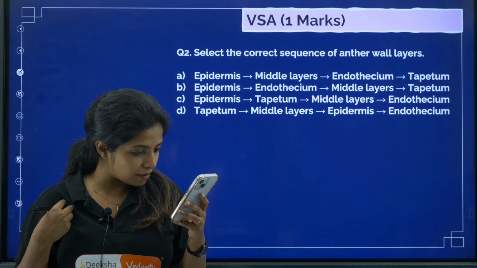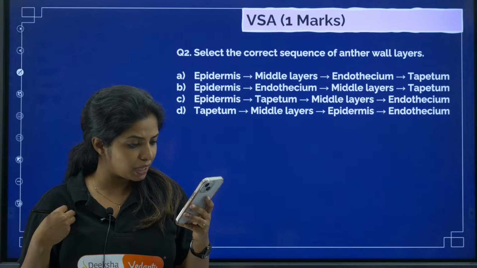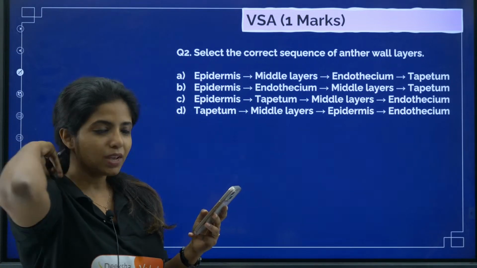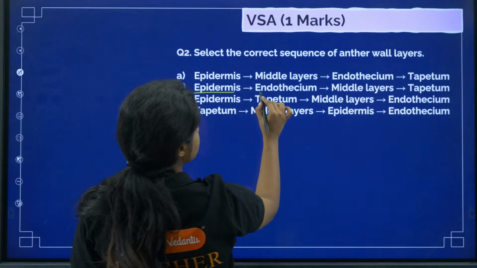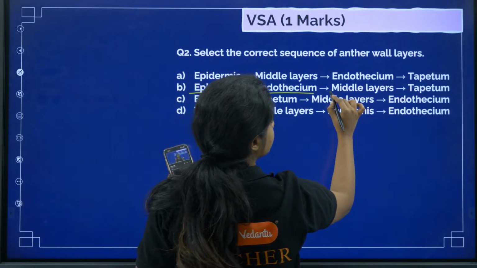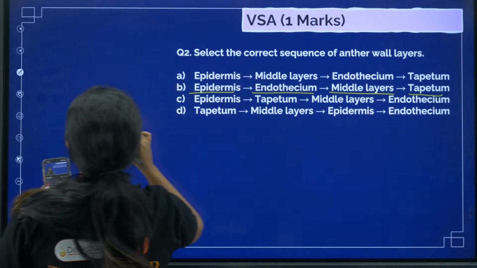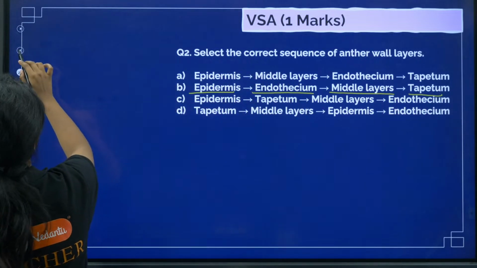Everyone is saying B. So let's see if B is correct. According to you, B is epidermis, and then inside epidermis come endothecium, and then middle layer, and then tapetum. Let's see what they are saying is correct or not.